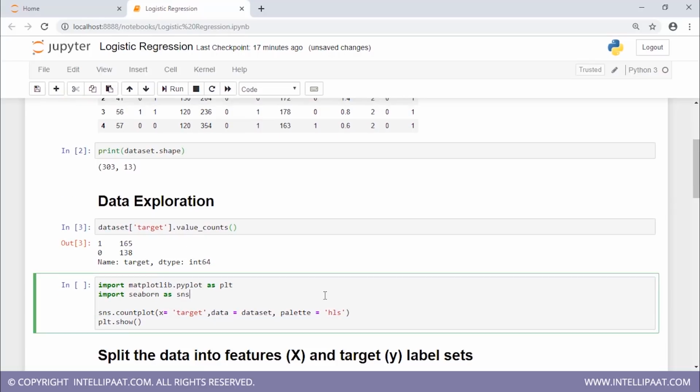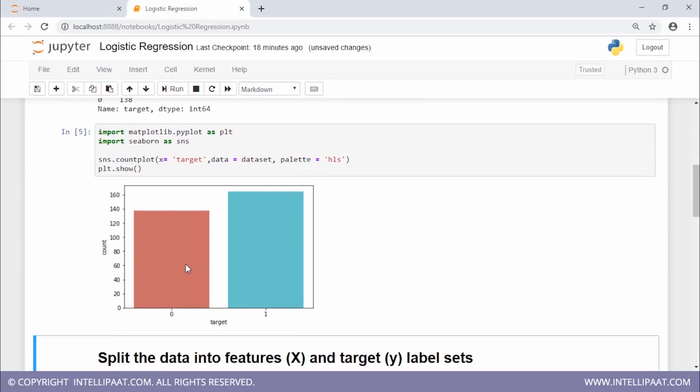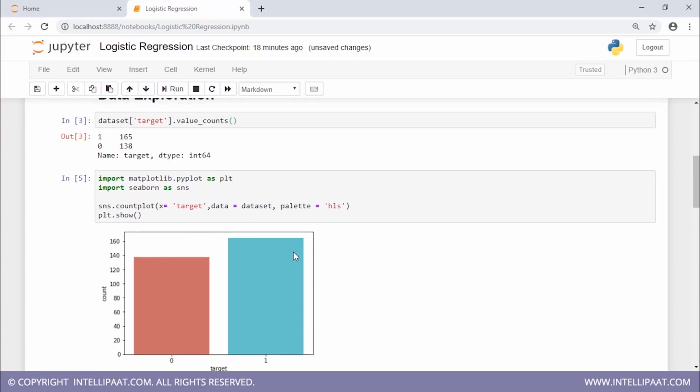Now I'll go ahead and visualize this. I'll load up the matplotlib and seaborn packages, and I will pass the target column onto the x-axis, and the data is our heart disease dataset. What I'm doing is building a histogram, and I'll plot this up over here. So this is the bar plot for the value of 0, and this is the bar plot for the value of 1.